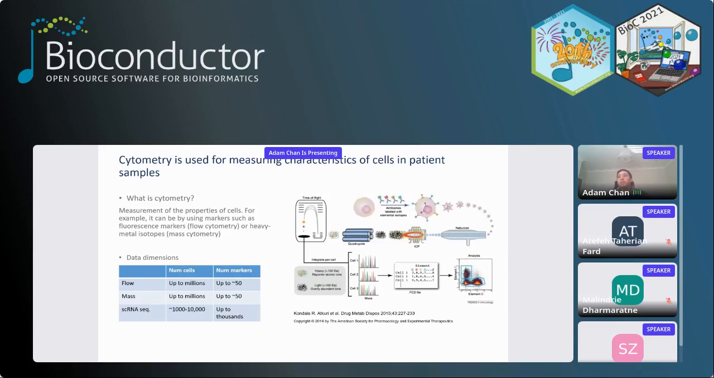Okay, so just to introduce the data that we're working with, cytometry data. I'm sure a lot of you know about it, but basically cytometry data is a measurement of the properties of cells. For example, a sample can be split up into single cells and then marked with markers. These markers can be fluorescence markers in flow cytometry or heavy metal isotopes in mass cytometry, in order to characterize those cells. To give an idea of the dimensions of the data, with flow and mass cytometry, we can have up to millions of cells with up to 50 markers, and with scRNA sequencing, we can characterize thousands of cells with thousands of markers. And obviously, this poses a big challenge with gleaning information from this data.